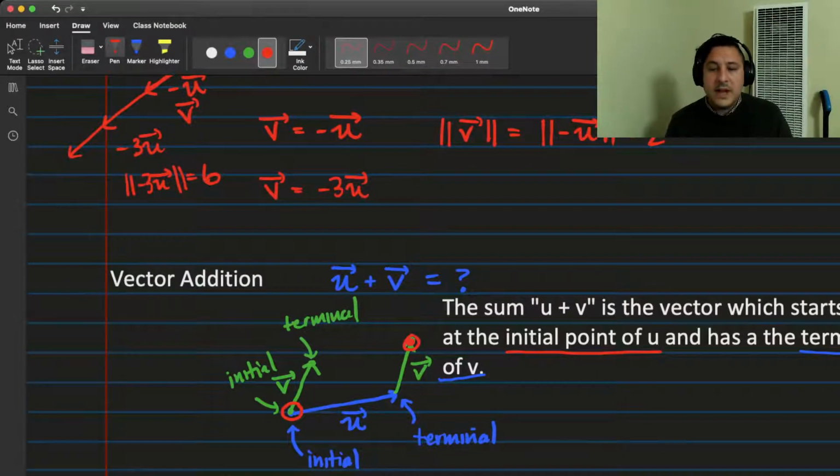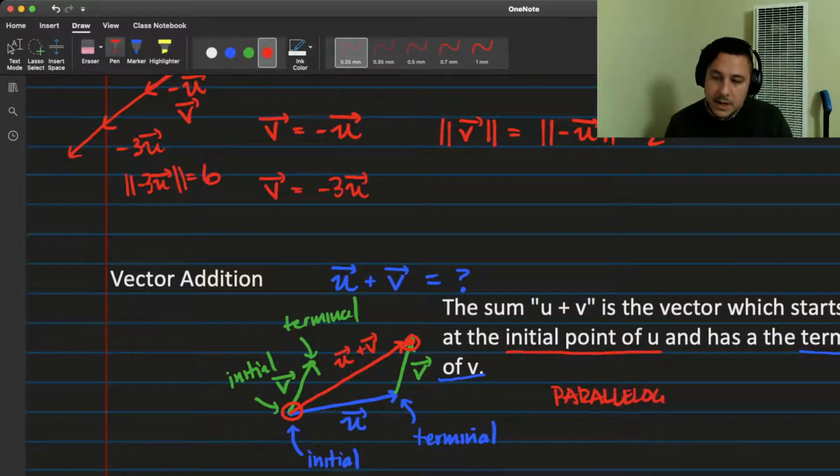So the vector u plus v starts right here and ends over there. So this is u plus v. Usually it's called the parallelogram method of addition. You start with your u vector, you place v at the end of it, you start right there and you end right there.